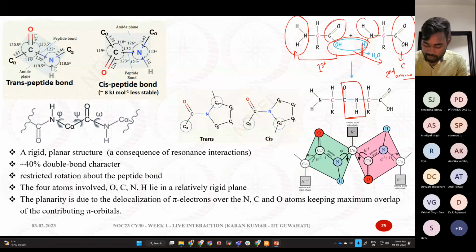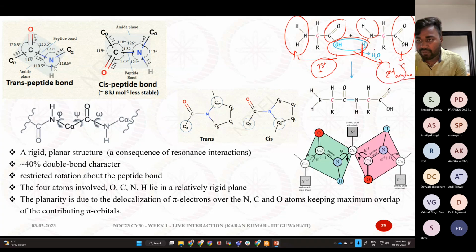Now what do you see here? There are 2 amino acids. So a dipeptide involves 2 amino acids and 1 peptide bond, right? Similarly, in the case of a tripeptide, 3 amino acids will be there and 2 peptide bonds will be there, and 1 water molecule is released.